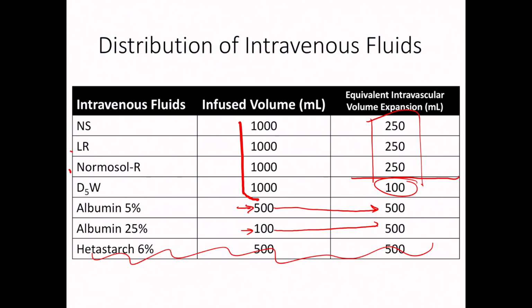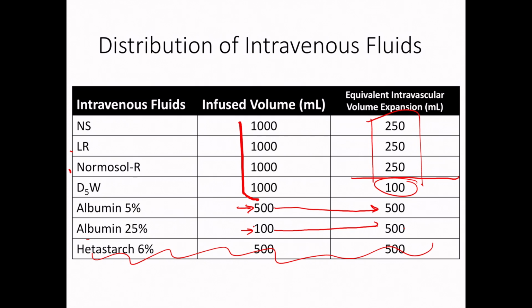actually will draw water from the extravascular space into the intravascular space. So if I give 100 of it, it goes into the 500. And then hetastarch is just like albumin, where it does the equal amount of expansion. However, remember that whenever you use hetastarch, you increase your risk for coagulopathies.